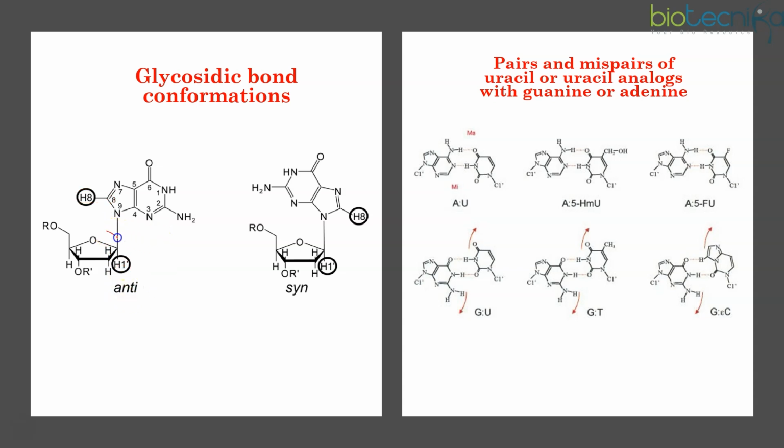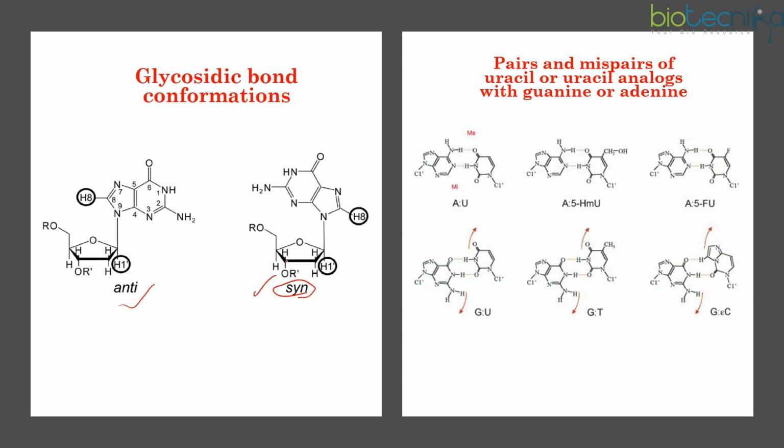Okay, so it's just that this bond can rotate. If this bond rotates, this entire base will be rotated this side. In that case, this carbon 8 will be facing this side of this carbon 1 dashed. So if this is the case, then this is called syn conformation. Okay, so we have two conformations, one is syn, another one is anti.